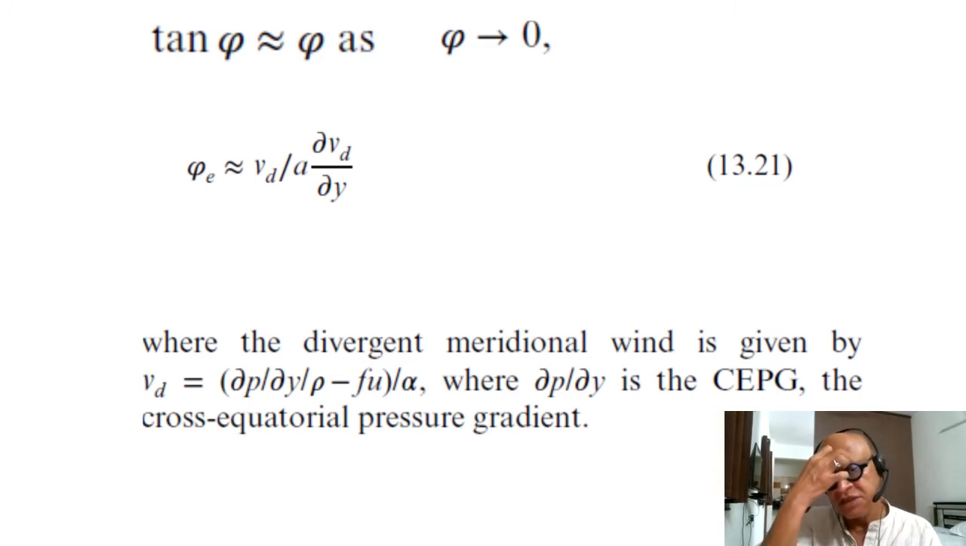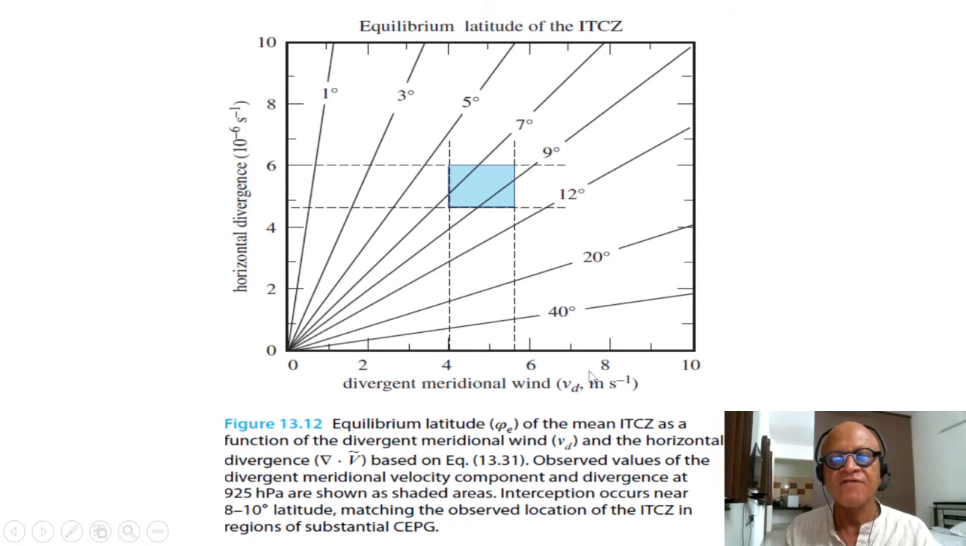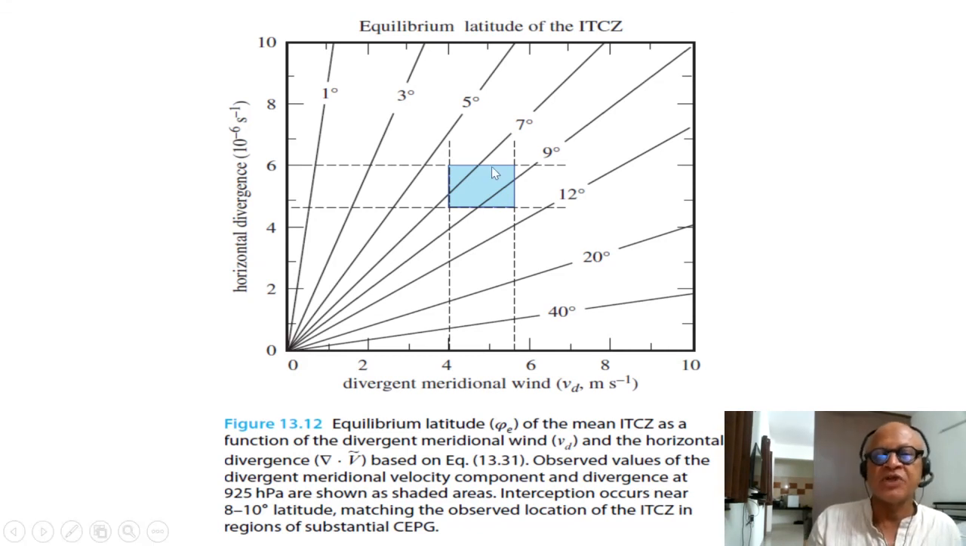So you can plot this equation in terms of the divergent meridional velocity and the horizontal divergence. So you have various values of divergent meridional winds in meters per second and horizontal divergence, and the equilibrium latitude of the ITCZ is basically somewhere here. So the mean ITCZ as a function of the divergent meridional wind and the horizontal divergence is based on this equation 13.21, not 31. Observed values of the divergent meridional velocity component and divergences at 925 hectopascals, close to the surface, are shown in this shaded area. Basically it says that this very simple approximation is quite good. The intersection occurs near 8 to 10 degrees latitude, matching the observed location of the ITCZ in the regions of substantial cross-equatorial pressure gradient.